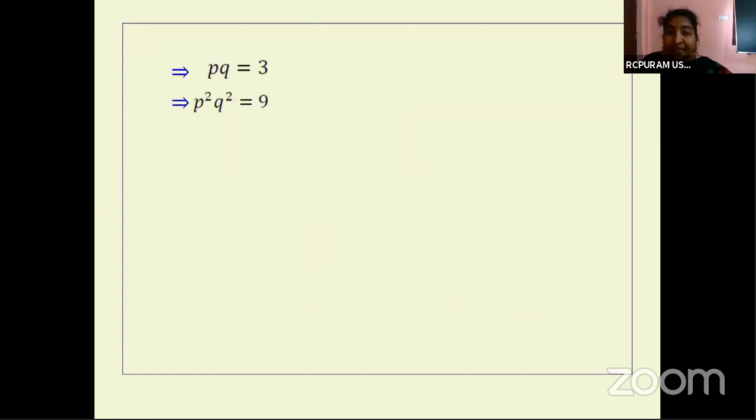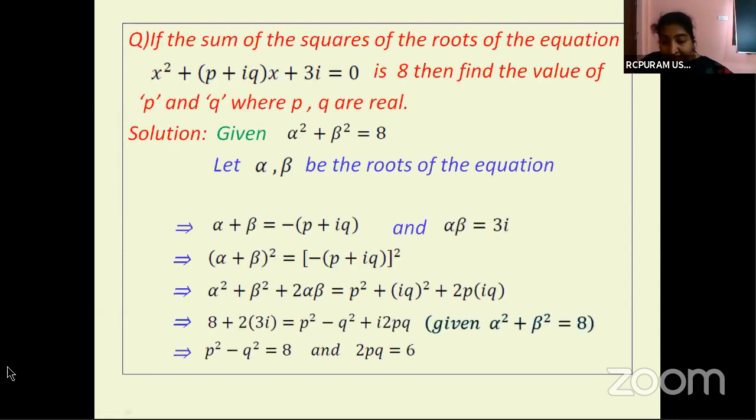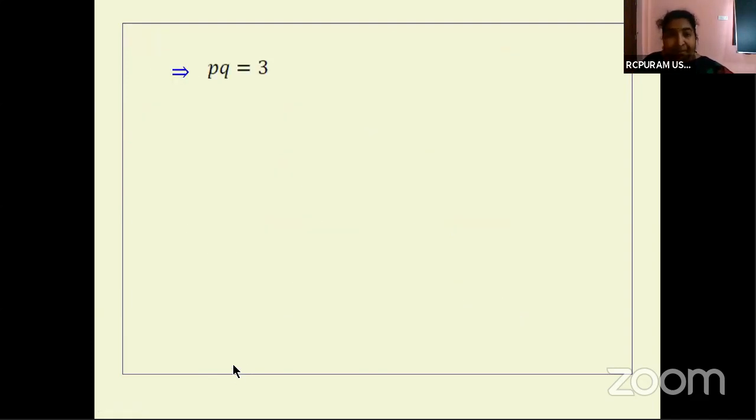Then we can write p square q square is equal to 9 by squaring on both sides. We will consider this equation, children, p square plus q square whole square. Why are we taking p square plus q square whole square? The reason is, when you have seen the previous slide, you have everything in the square form. p square minus q square is equal to 8, isn't it? We don't have p plus q or p minus q as such. So since we have p square minus q square, we will try to calculate p square plus q square.